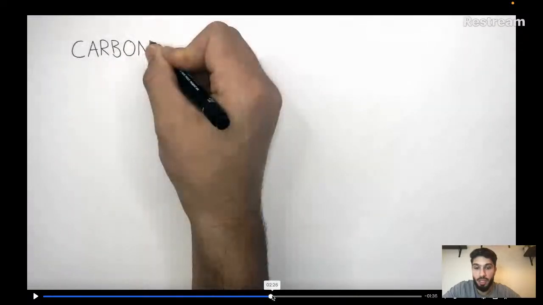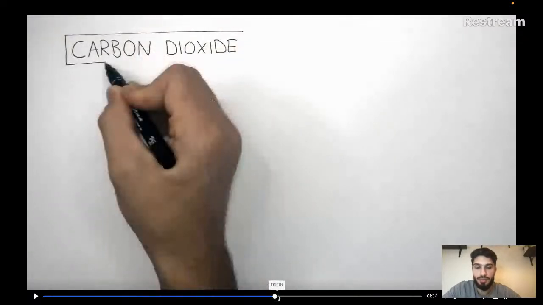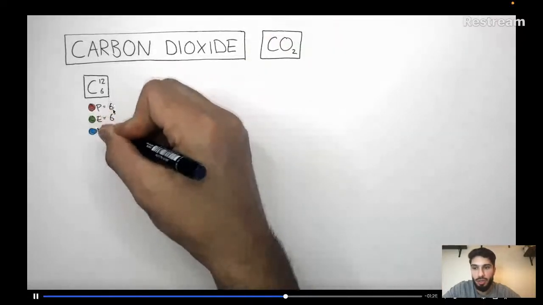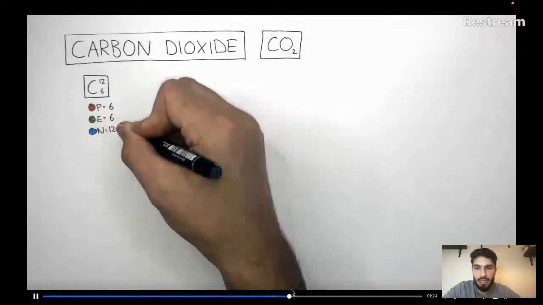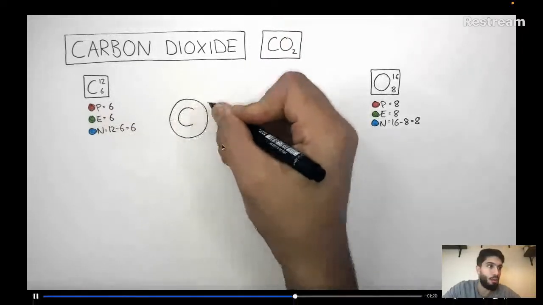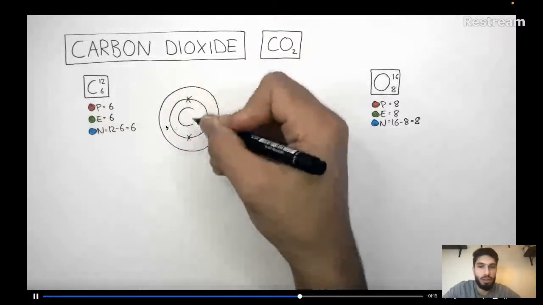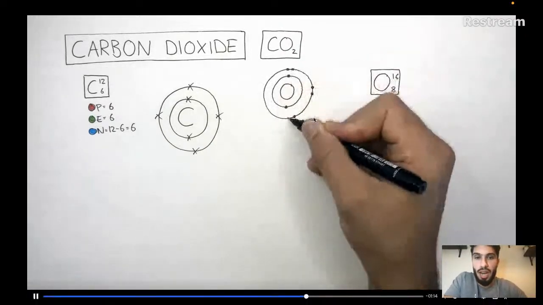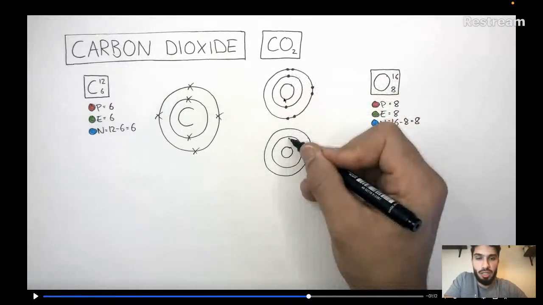Carbon dioxide. So carbon dioxide has the chemical formula CO2. One carbon atom has 6 protons, 6 electrons, and then 12 take away 6 is 6 neutrons. And we already know about an oxygen atom. Here I'm going to draw an electron configuration diagram of a carbon atom. And here I'm going to draw the electron configuration diagrams of 2 oxygen atoms, because when we look at the chemical formula of carbon dioxide, there is one carbon and 2 oxygen atoms.